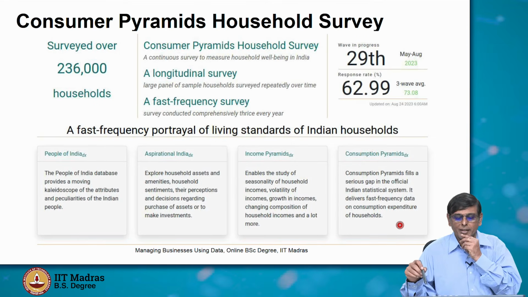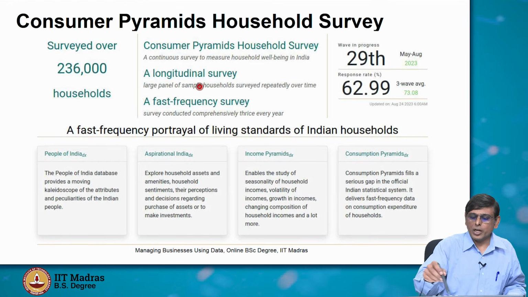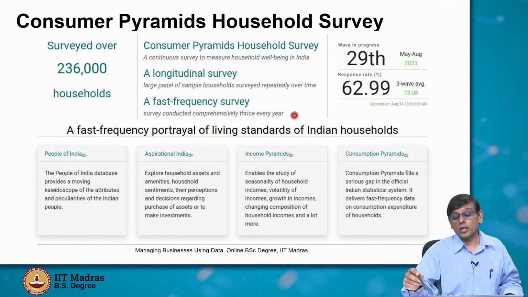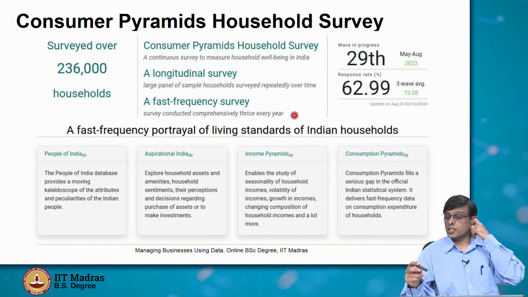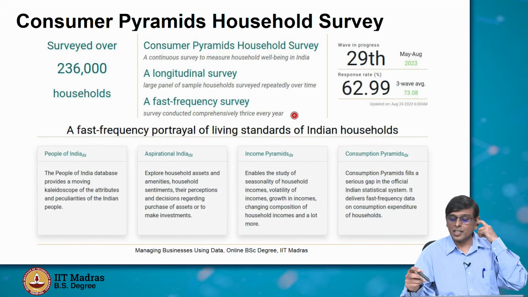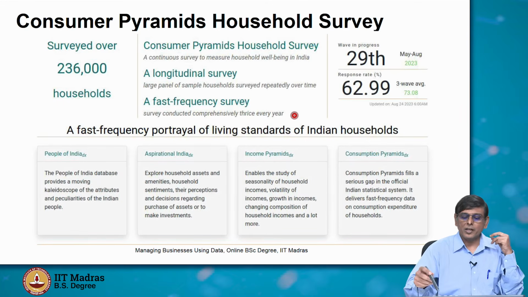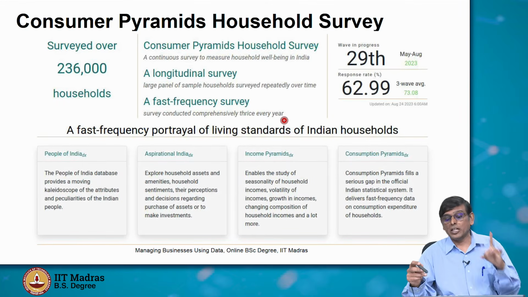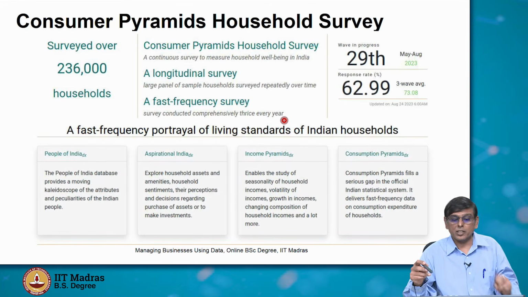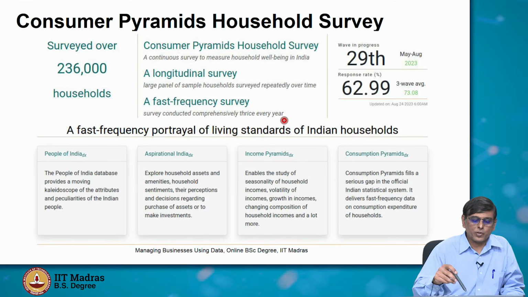So you can confirm that, right? So it's firstly longitudinal, which means the same houses are visited again and again. Secondly, it's a fast frequency survey. Remember, I told you census is done once every 10 years. These other things are done a little bit more often, but here you're doing 3 times every year. So you're doing 3 surveys every year. So that's why it's called a fast frequency survey.